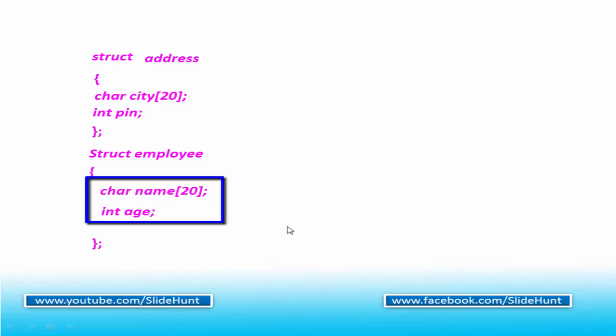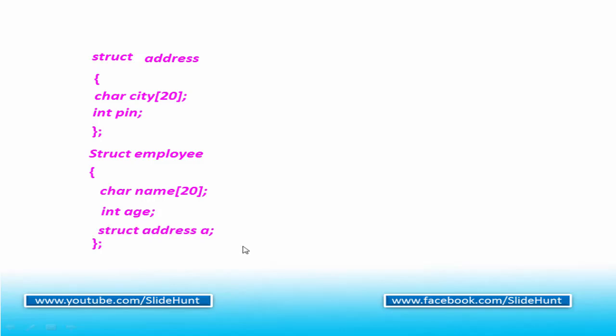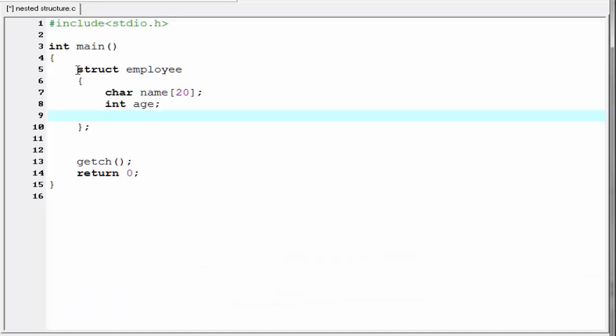Now if we want to access the element of structure address from structure employee, then we need to declare here a variable of structure address. I am going to write here struct address A. As you can see here, a variable of one structure is declared inside another structure. So we can say it is a nested structure. Next we learn how we can use a nested structure in a program.